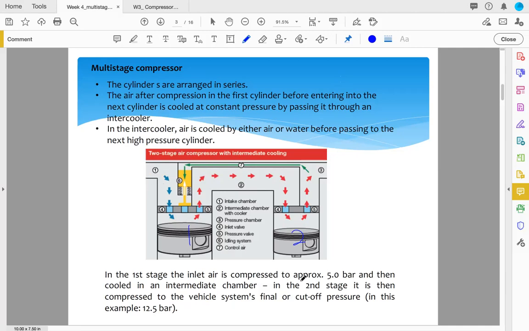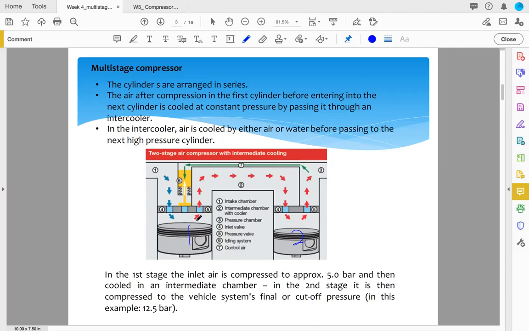Let's have a look at this diagram, the 2-stage air compressor. The first one is the intake. The fourth one is the inlet valve for the air. We have two here because we have two compressors. Number 2 is the intermediate chamber with the cooler, the intercooler. Number 3 is the pressure chamber to deliver out the pressurized gas.